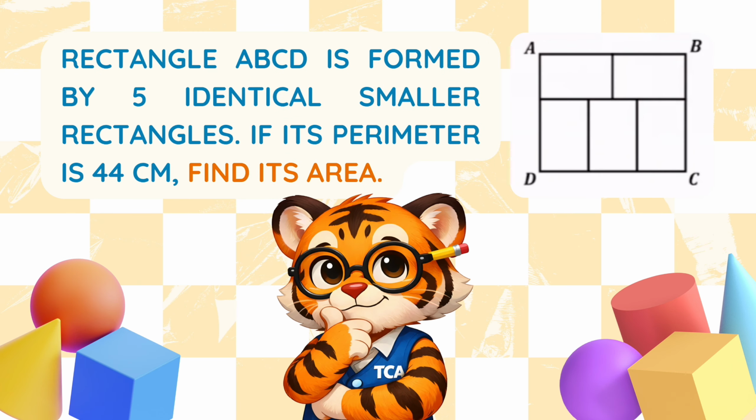Now, here's what's next, Math Champion. Try this on your own for now. Rectangle ABCD is formed by 5 identical smaller rectangles. If its perimeter is 44 centimeters, find its area.